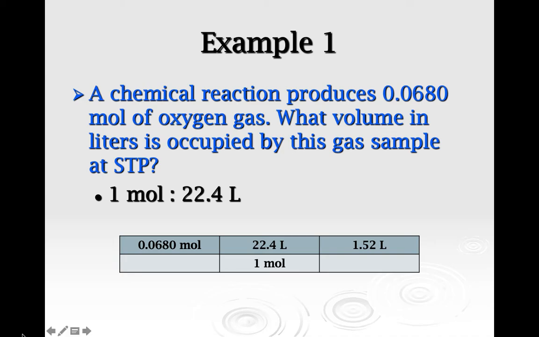So starting with what I know, 0.0680 moles, and I want to convert moles into a volume. So I use my molar volume. I want moles to cancel, 22.4 liters in 1 mole. I take 0.0680 times 22.4, and I get a final answer of 1.52 liters of oxygen gas.